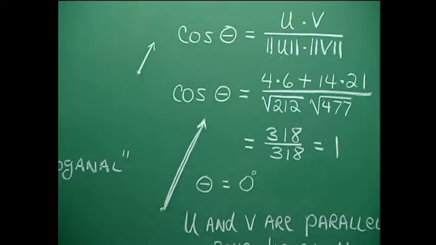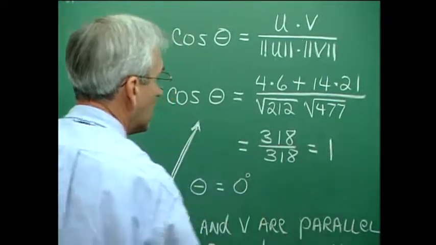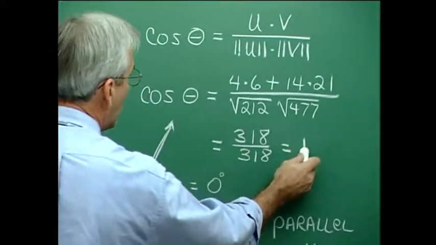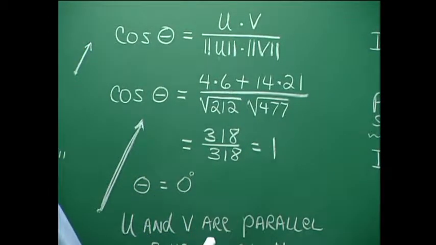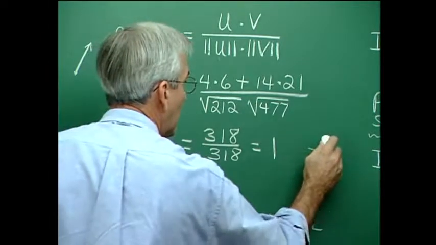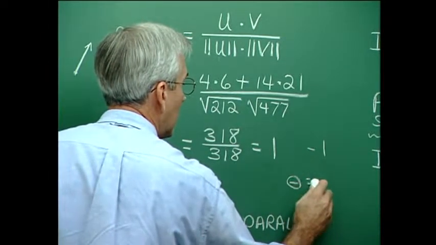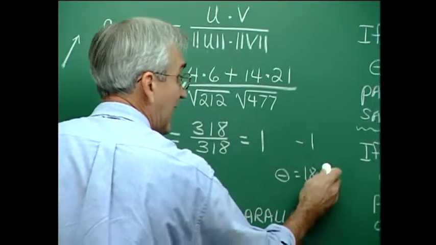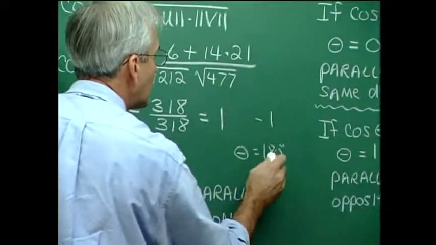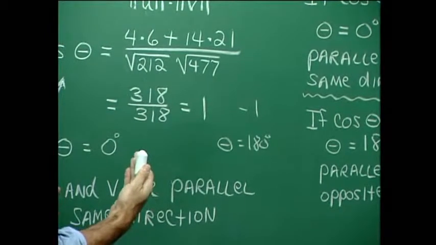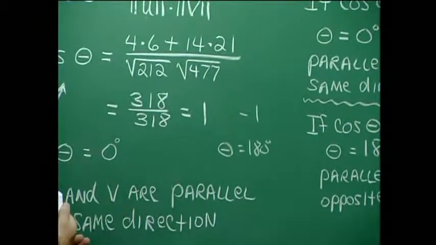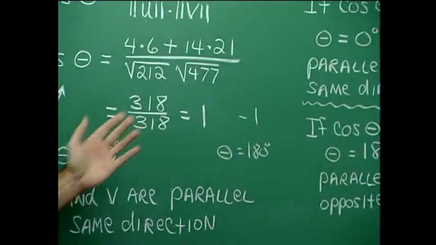Now, imagine what would happen if this value were -1. If this value were -1, then the inverse cosine of -1 is 180 degrees. So if we had a -1 here, then we'd have a theta of 180 degrees. That's the angle between them. And so they would be parallel, but going in opposite directions. All right, to summarize, it's this idea.